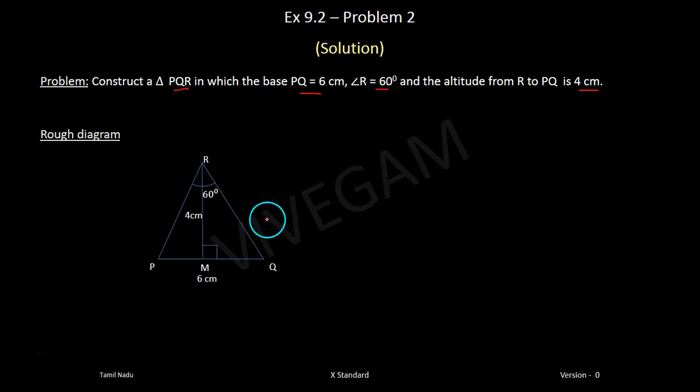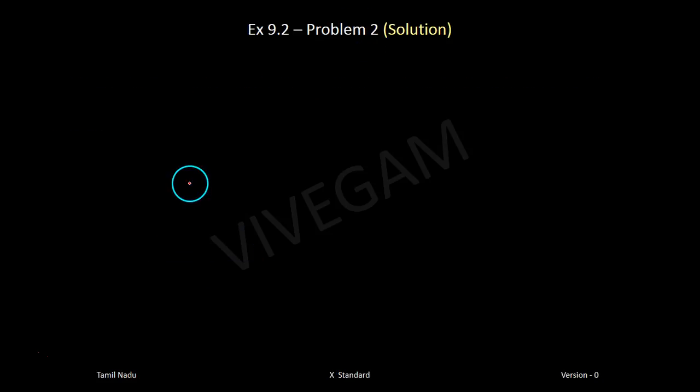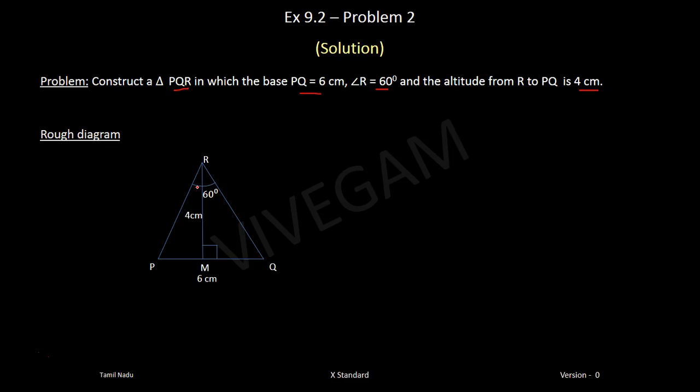Okay, so this is our base PQ which is 6 cm, and you take another point R, join PR and QR, and the angle R, or angle PRQ, is 60 degrees. Another condition they give is that the altitude of R from PQ is 4 cm. That is, the perpendicular line from R to PQ is 4 cm long.